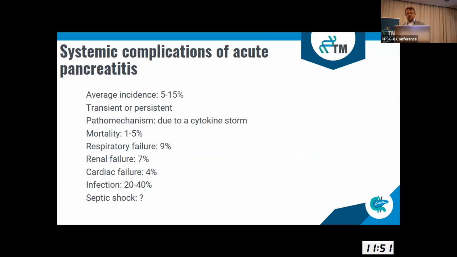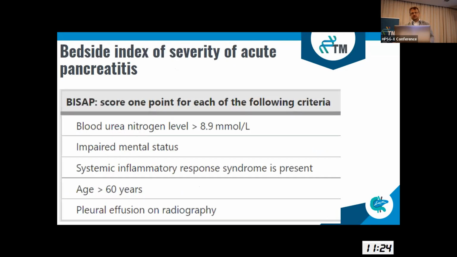The frequency of systemic complications is between 5 to 50%. They can be transient or persistent. The average overall mortality rate is 1 to 5%. These patients have respiratory failure, renal failure, cardiac failure, and also infection.